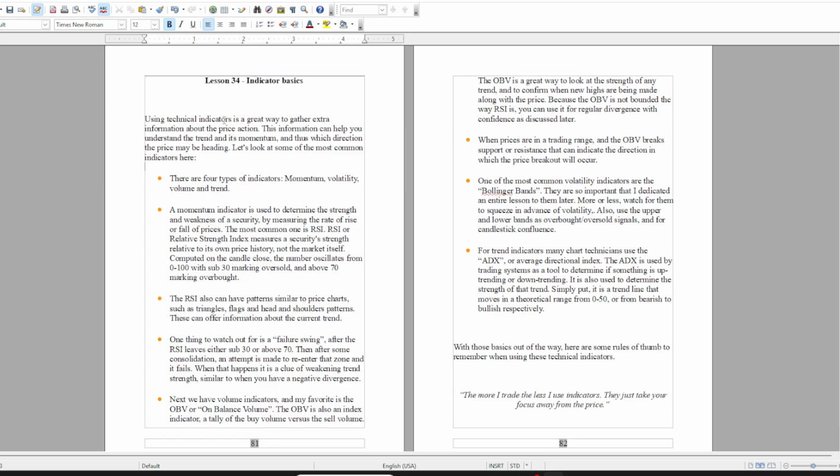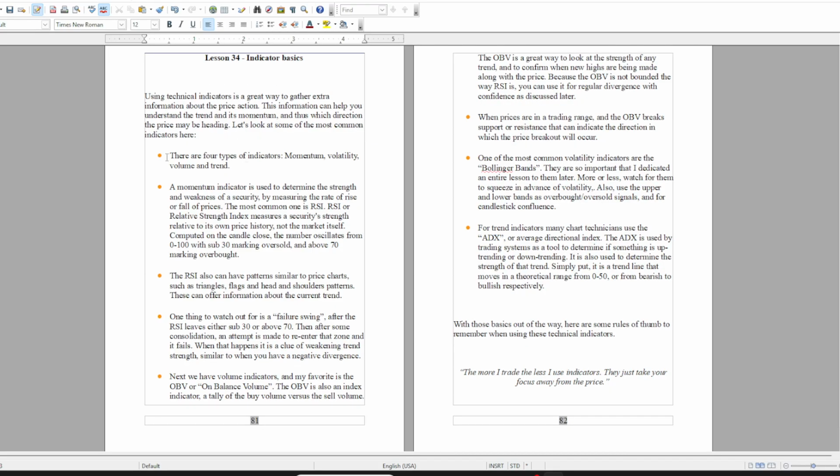So this talks about the idea that indicators, these oscillators, can give you information about the pace and the speed of price changes. And there are four major types here: momentum, volatility, volume, and trend indicators. The ADX would be a trend indicator, right? RSI would be, for example, a momentum indicator, right? A momentum indicator like the RSI tells you the rate of the rise and fall of prices.